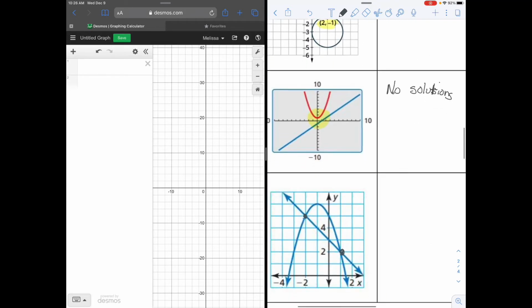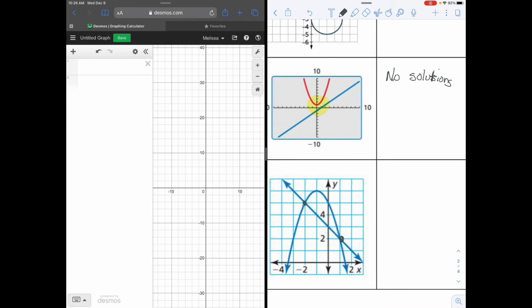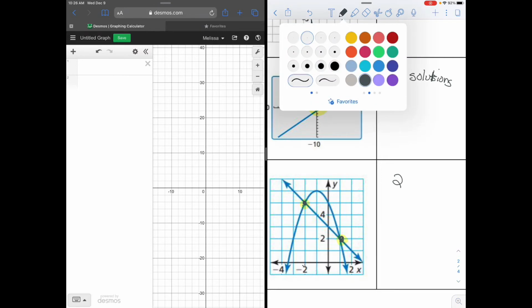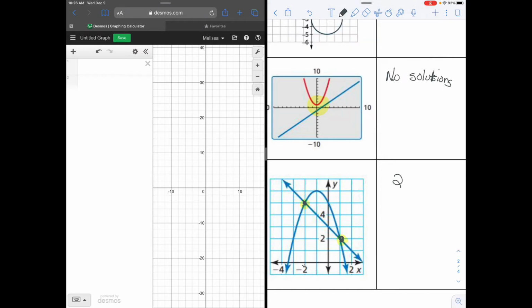And in this next graph, we see it intersects twice. At the points of intersection, the first solution has x is -2 and y is 5. And the second solution, x is 1 and y is 2.